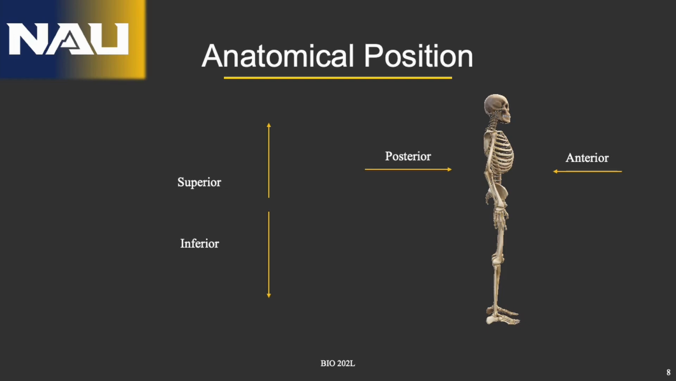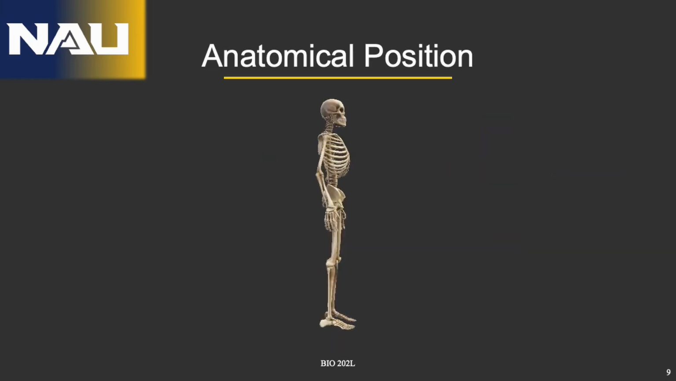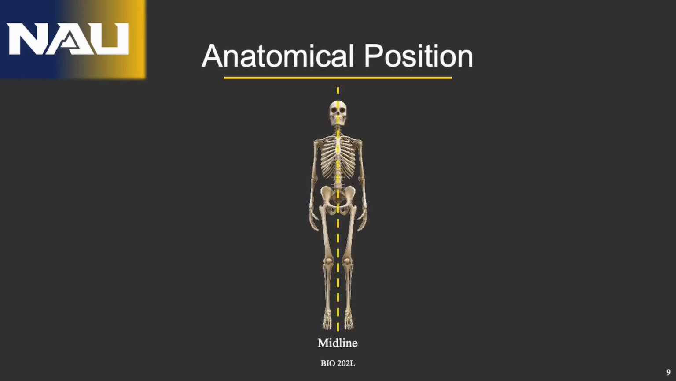There's also dorsal, meaning posterior, and caudal, meaning anterior. So there's a few words to describe each of these. So we can draw a midline. This would be along the mid-sagittal plane, and this will split the body perfectly in half, 50-50, left and right.